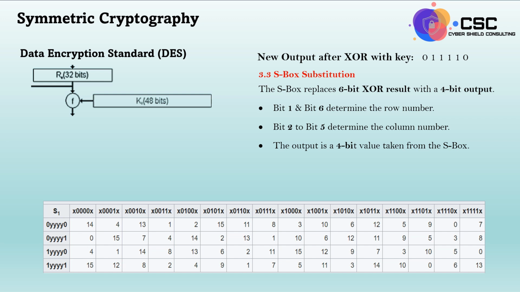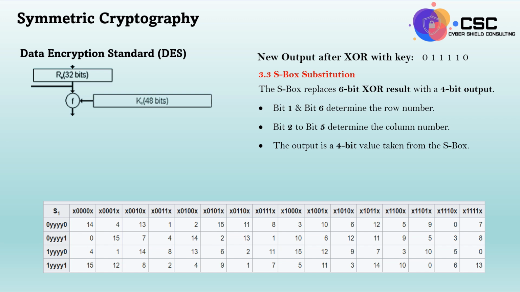The first and last bits, bit 1 and bit 6, define the row number in the S-box. The middle 4 bits, bit 2 to bit 5, define the column number in the S-box. Using the S-box table, we locate the value at row 3, column 11, which gives us the decimal value 14. The decimal value 14 is then converted into binary, giving us our new 4-bit output.